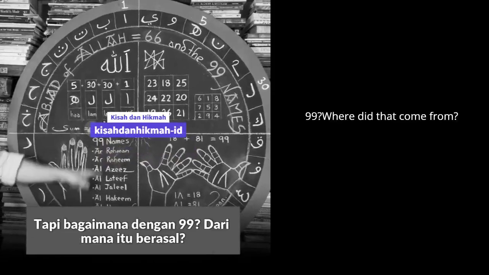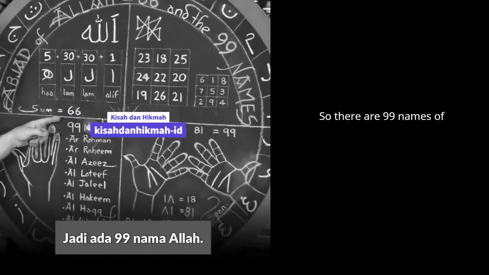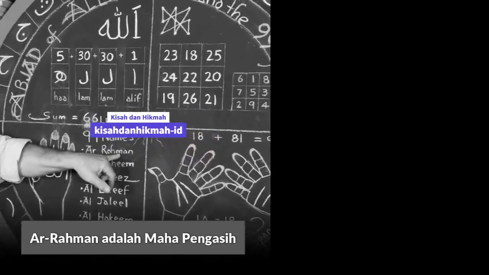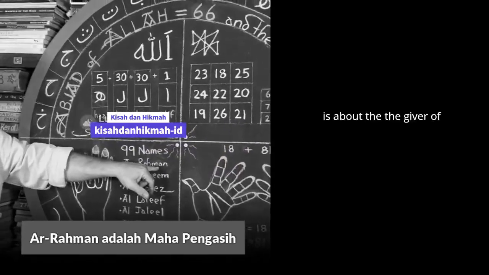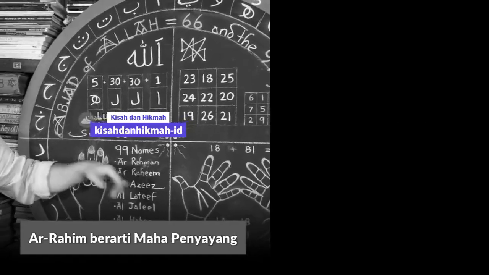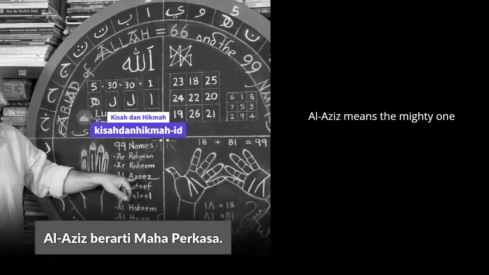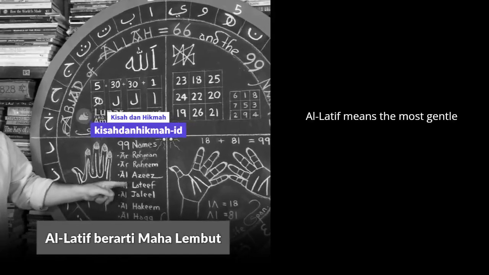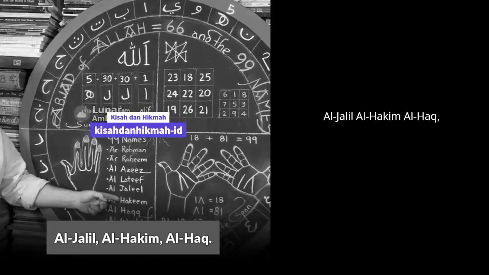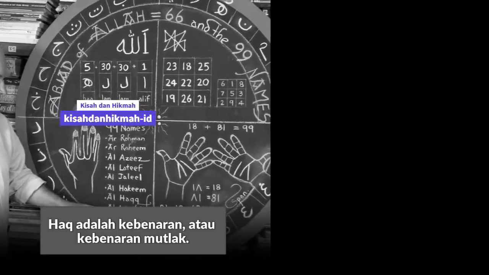But how about the 99? Where did that come from? There are 99 names of Allah. Ar-Rahman is the giver of mercy. Ar-Rahim means the bestower of mercy. Al-Aziz means the mighty one. Al-Latif means the most gentle. Al-Jalil, Al-Hakim, Al-Haq. Haq is the truth, the absolute truth.